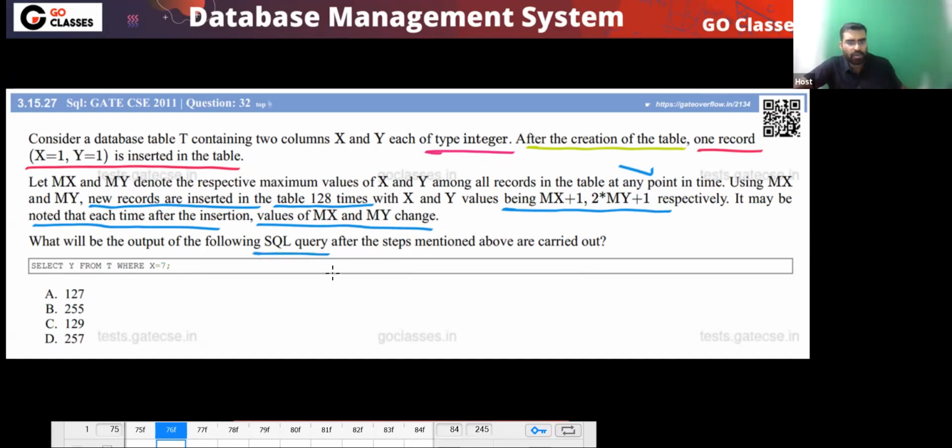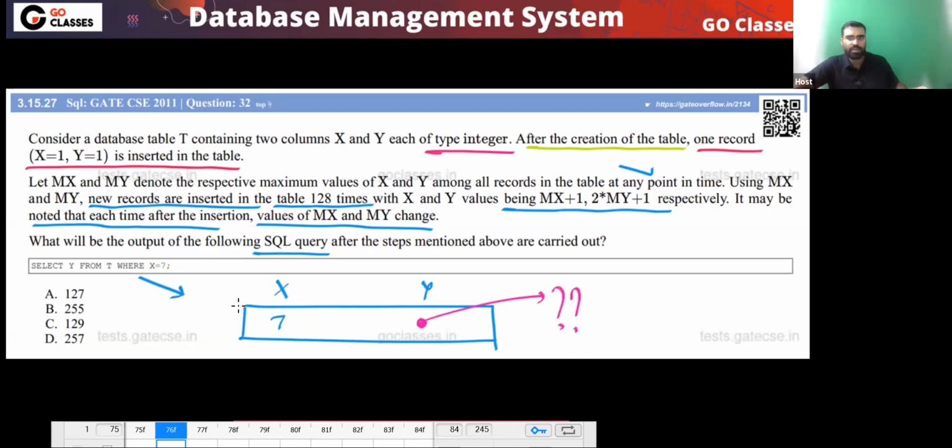So what will be the output of this query? The query is interested in the tuple where x is equal to 7. The query wants, when x is 7, then what is y? Agree or not? Look at this query, where x is equal to 7. So when x is equal to 7, what is the y value? This is what the question is asking.